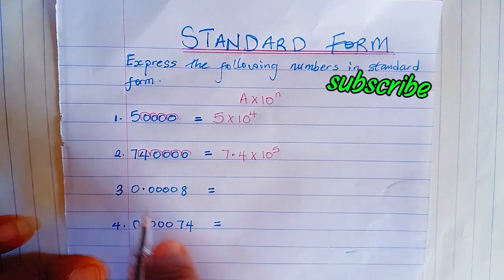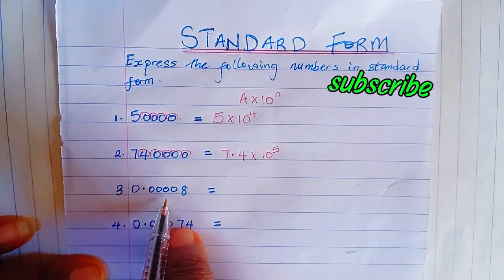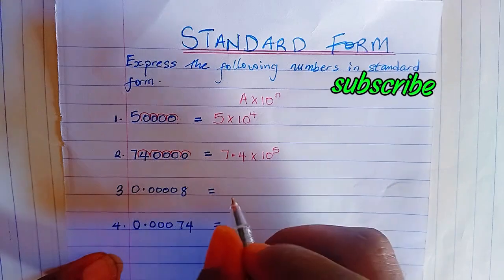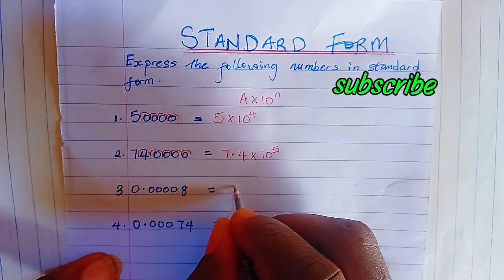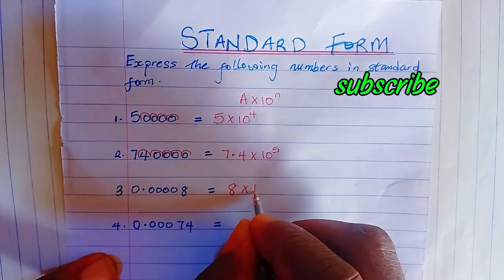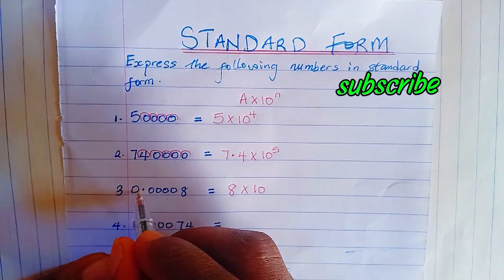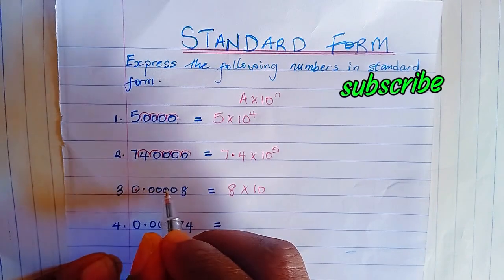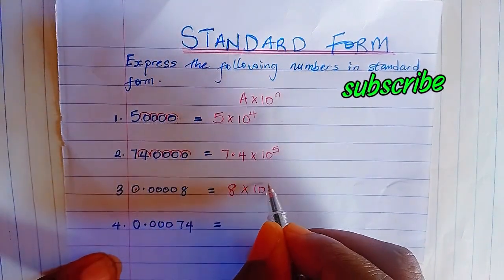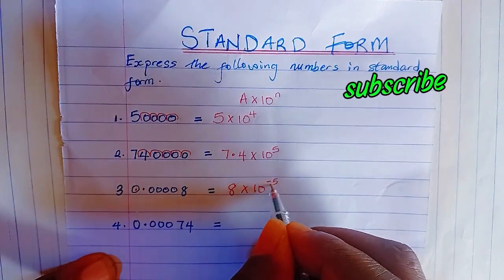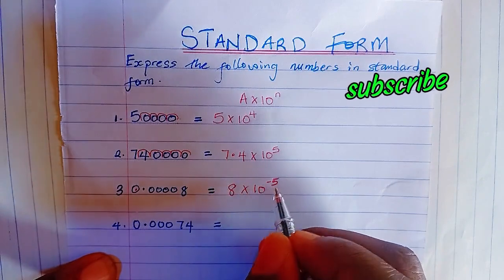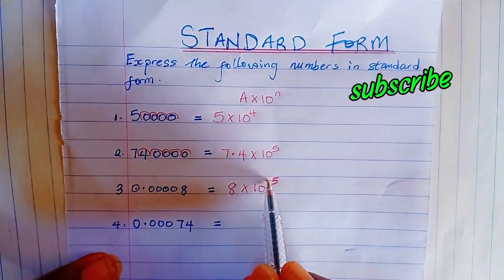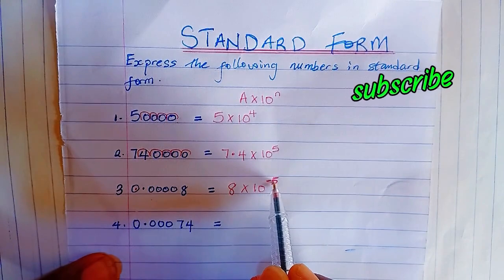Now, expressing this particular number, this is called a decimal fraction. Expressing this number in standard form, we are going to have 8 times 10 raised to power. Now let's count the zeros that we have here: 1, 2, 3, 4, 5. 10 raised to power minus 5. Minus 5. For numbers in decimal fraction, we are going to have negative powers, all right?